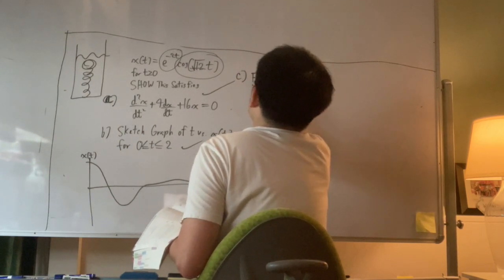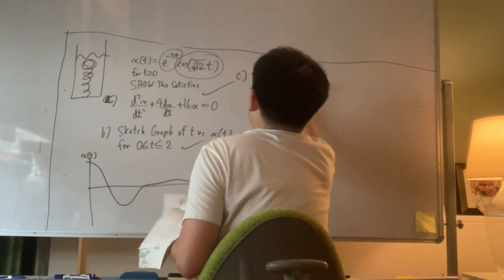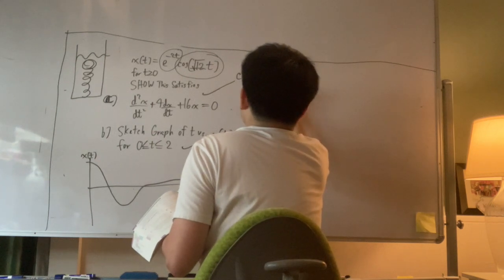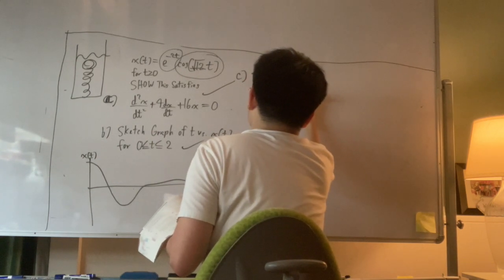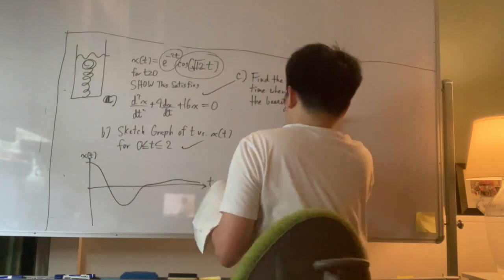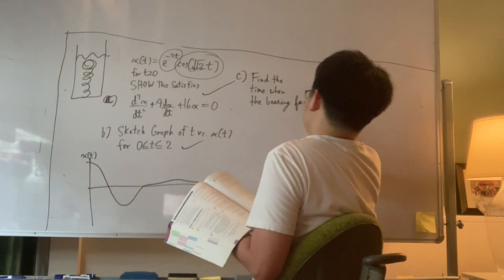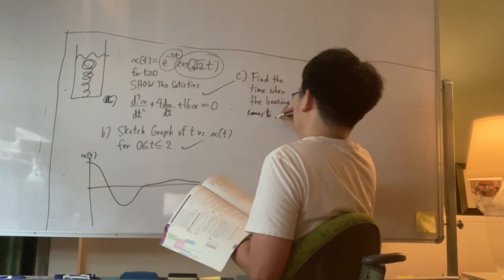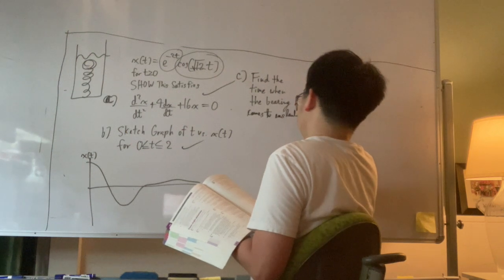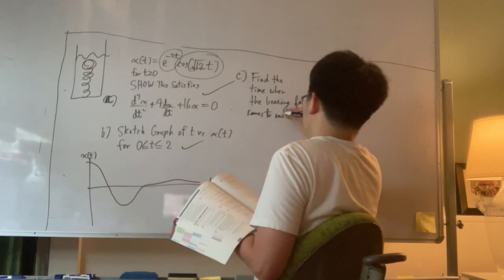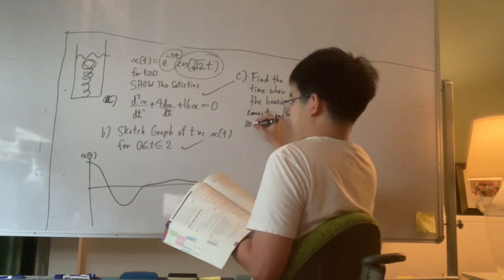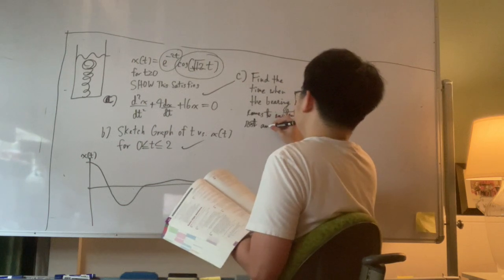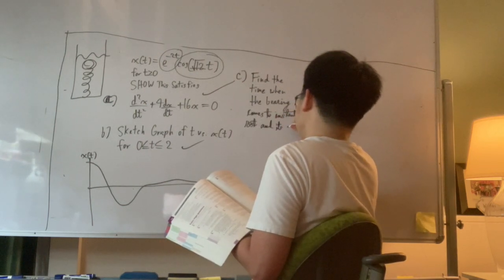That's B. Find the time when the bearing first comes to instantaneous rest, and its distance from the equilibrium position.